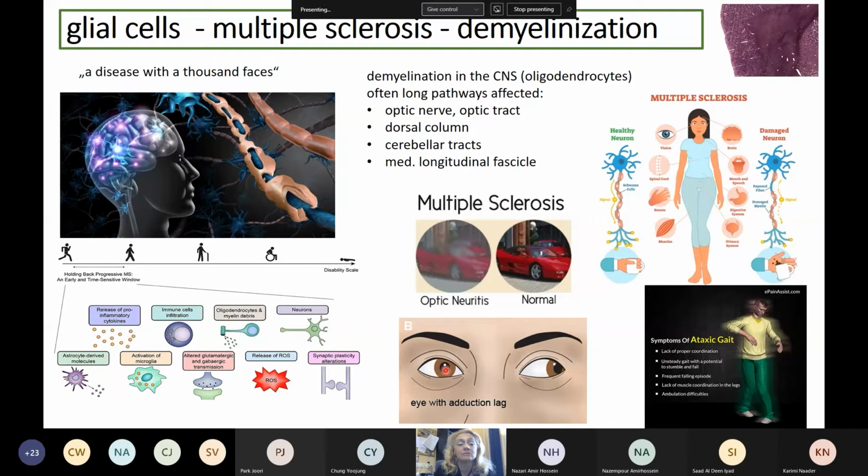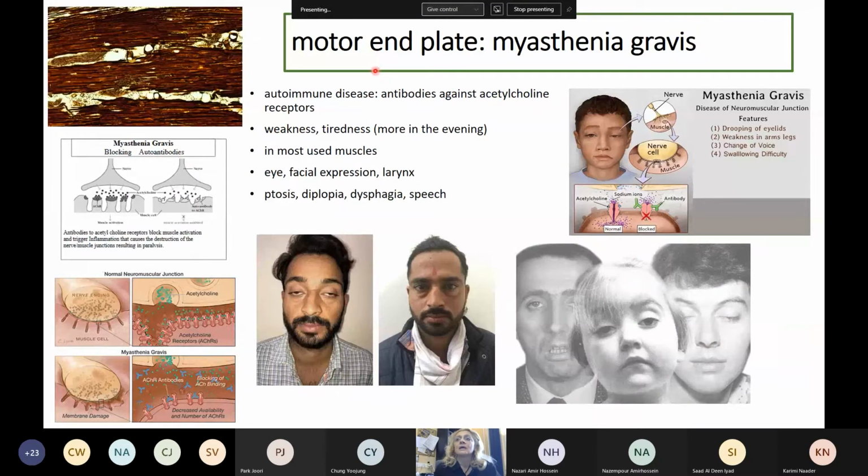So there are eye movement problems. So there are many different symptoms depending on which pathway is affected. So you should know the name of this disease.